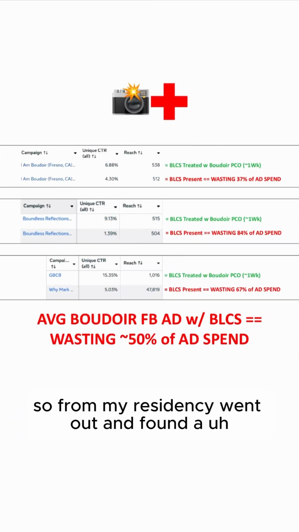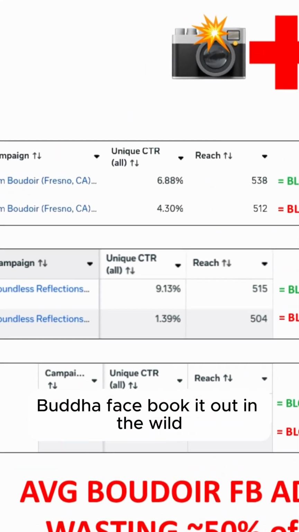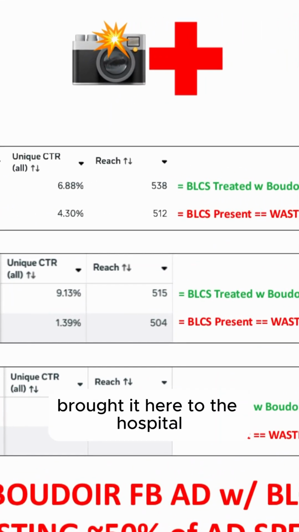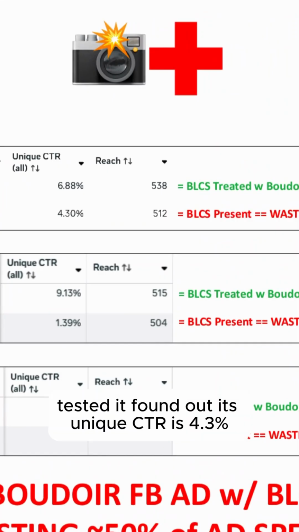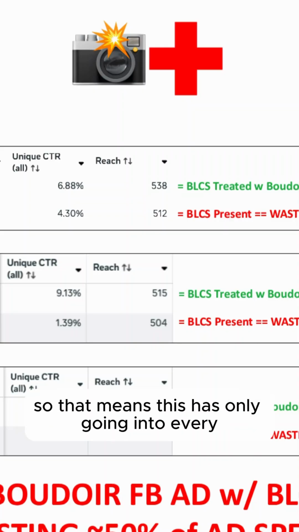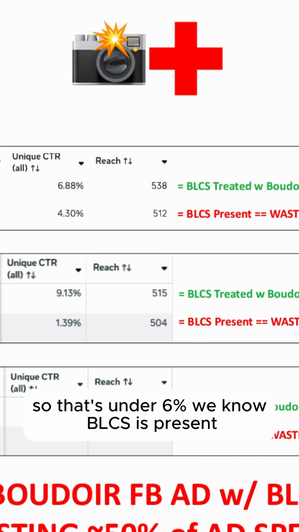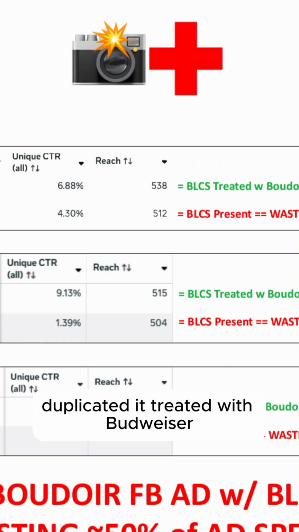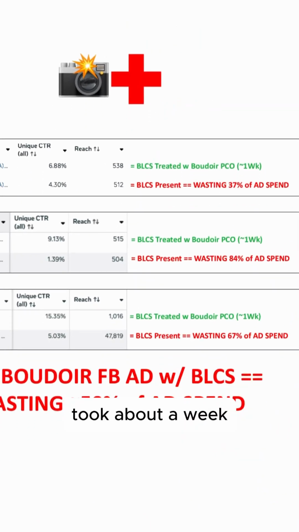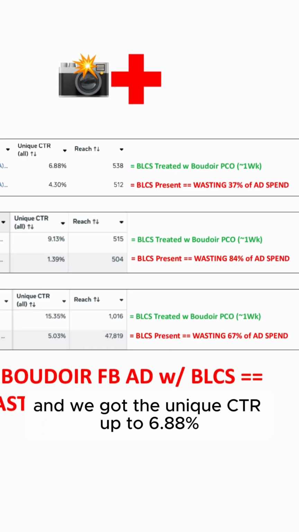So from my residency, I went out and found a Boudoir Facebook ad out in the wild, brought it here to the hospital, tested it, and found out its unique CTR was 4.3%. So that means this ad is only going into 4.3 out of 100 women's brains. So that's under 6%. We know BLCS is present. Duplicated it, treated with Boudoir Pico, took about a week, and we got the unique CTR all up to 6.88%.